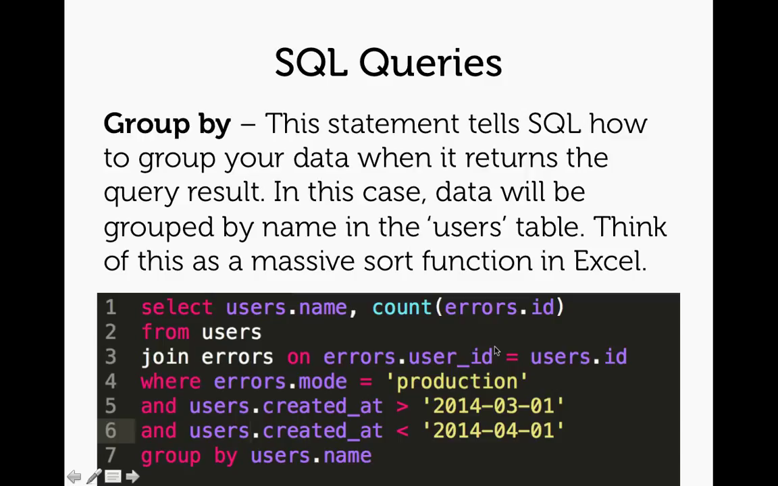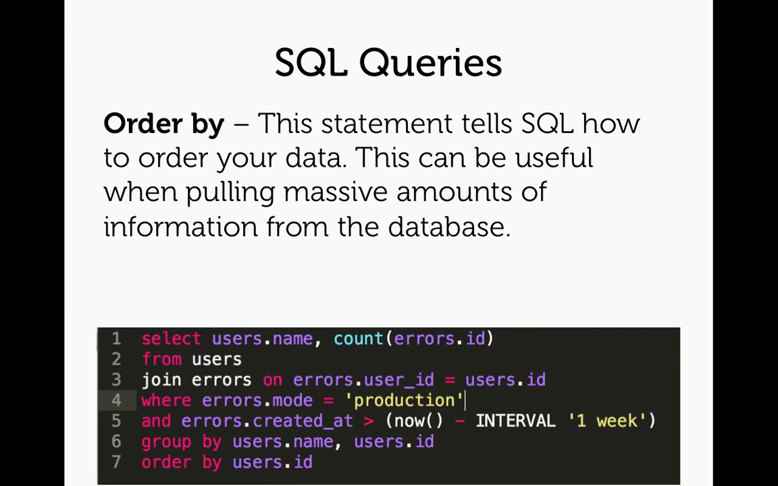So again, this statement tells SQL how to group your data when it returns the query result. In this case, it'll be grouped by the name in the users table. Just think of it as a massive sort function in Excel. That's probably the best way to approach it. Similar to group by, there's also an order by statement. So this is a different SQL query. And essentially this statement tells SQL how to order your data.